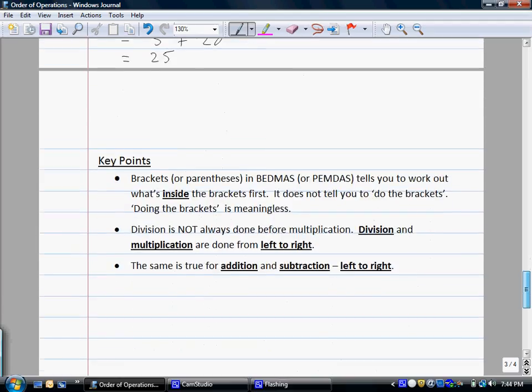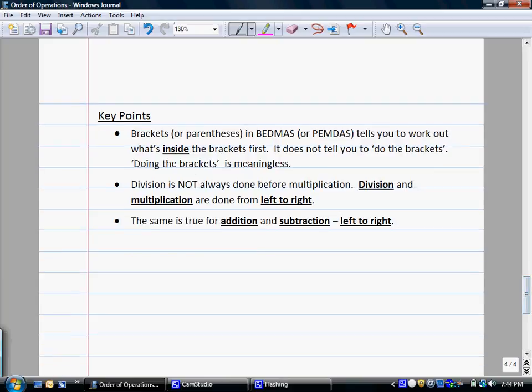Right, now the key points, things to remember. Brackets or parentheses in BEDMAS or PEMDAS tell you to work out what's inside the brackets first. It does not tell you to do the brackets. Okay, doing the brackets is meaningless. Second point, division is not always done before multiplication. Division and multiplication are done from left to right. And the third key point, the same is true for addition and subtraction. You do them from left to right.